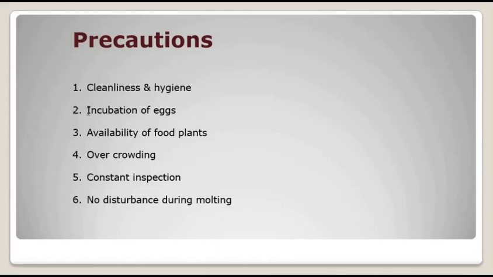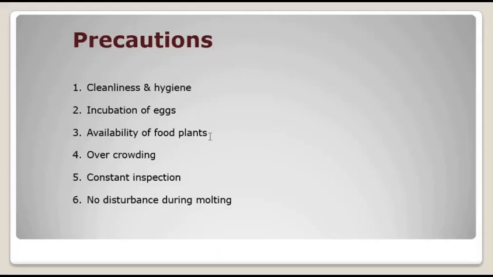On the same day. What does it mean here? It means all the cocoons will form on a single day, and we can collect them on the single day. That means the same day. All right. Now, availability of the food plants.